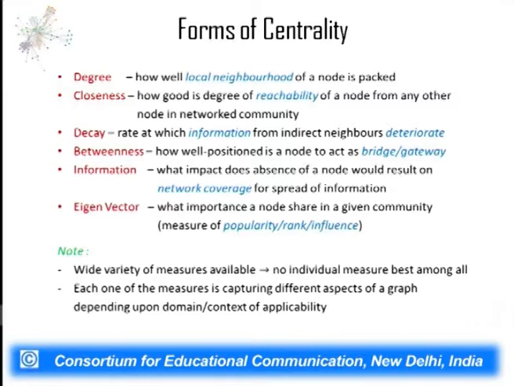Then of course we have betweenness. Betweenness is about good positioning in the network, but it is different from closeness, because closeness also tells about positioning in terms of reachability, but betweenness is positioning in terms of how good a node acts as a bridge or gateway. An important agent without whose help a particular task cannot be achieved, say for example.